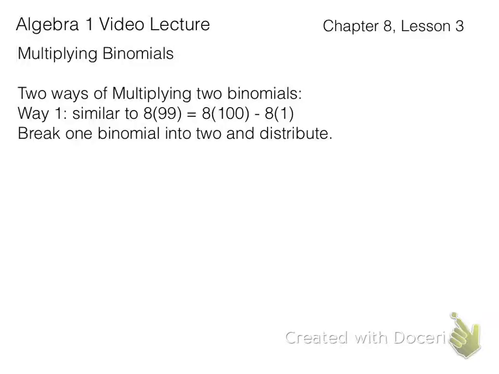All right, and so for two of the things that we're doing today, the binomial times binomial and the binomial times trinomial, there's two different ways to do it. You can choose which way you want to do it. It is up to you. All right? So there's two ways of multiplying two binomials. And the first way is very similar to the distributive property where you break it up.